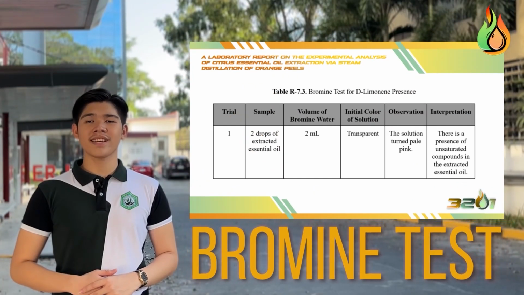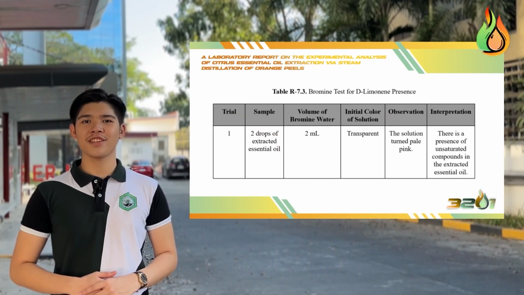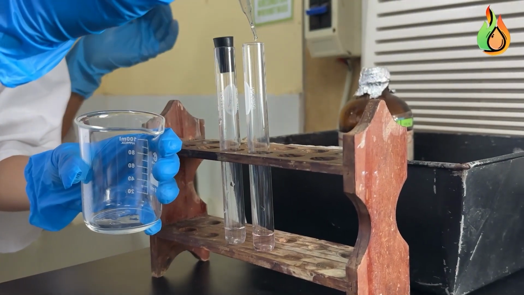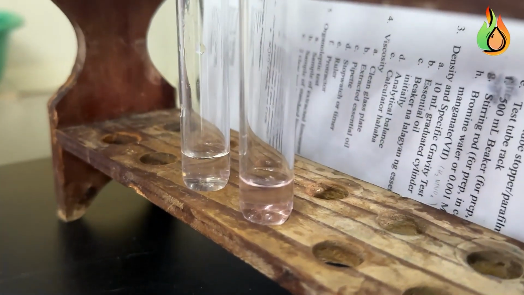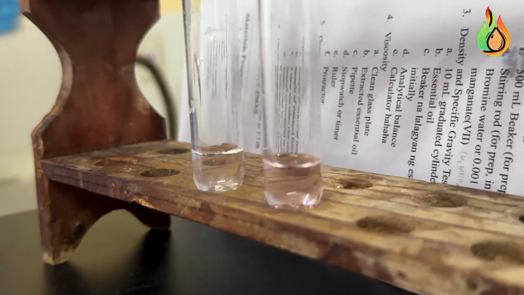Lastly, the Bromine test confirmed the presence of unsaturated compounds. The solution, initially clear, turned pale pink. This color change serves as a key indicator of limonene's presence.